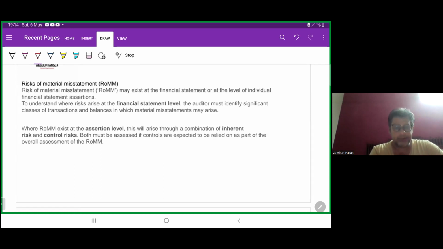So, to understand where risk arises at the financial statement level, the auditor must identify significant classes of transaction and balances in which material misstatement may arise. Where ROMM exists at the assertion level, this will arise through a combination of two types of risk: inherent risk and control risk. And both must be addressed if controls are expected to be relied on as part of the overall assessment of the ROMM.